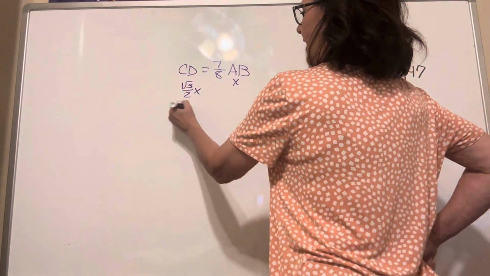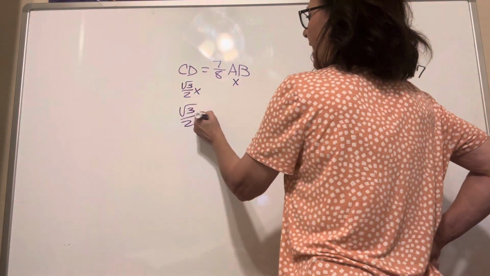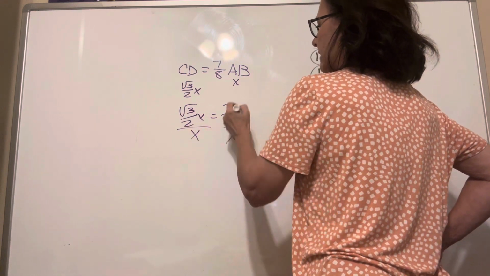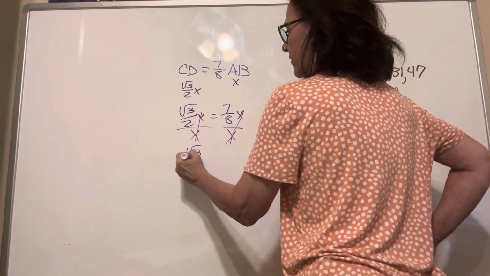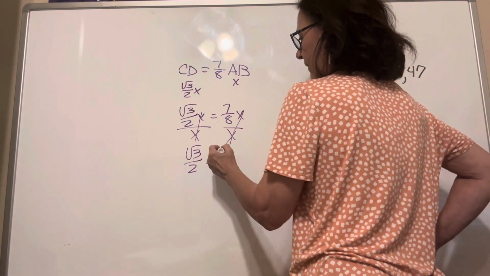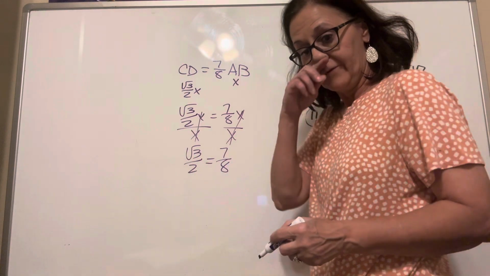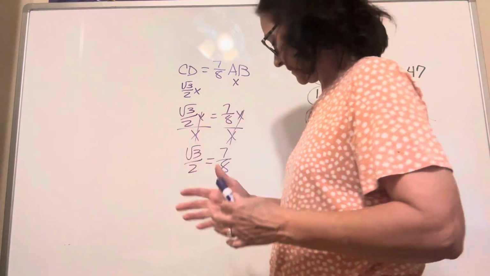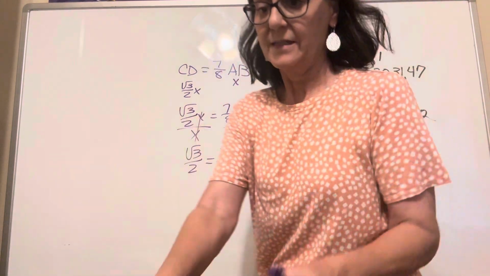So are those the same values? All right, so we would have square root of 3 over 2x is 7/8 x. You could divide by x. Is the square root of 3 over 2 similar to 7/8? And it is. If you look at your decimals, they're very close in decimal places. So that's the 7/8 rule.